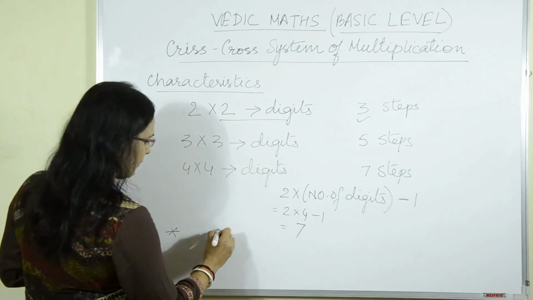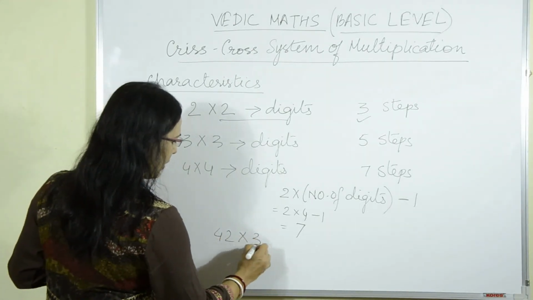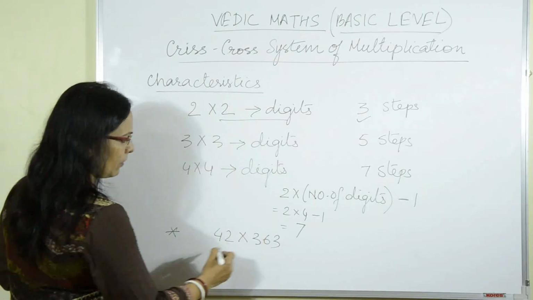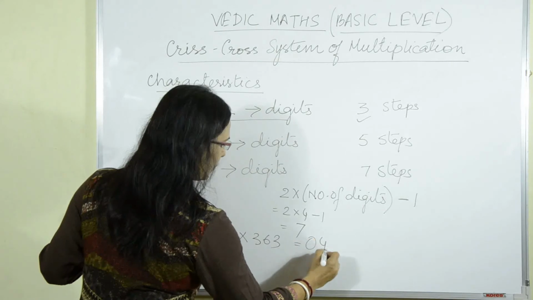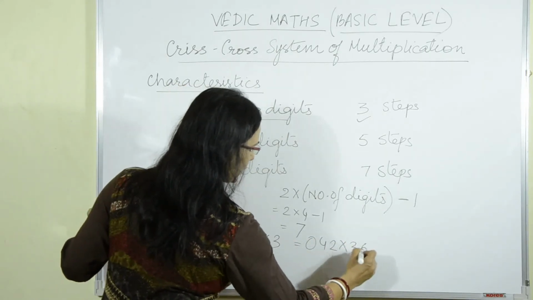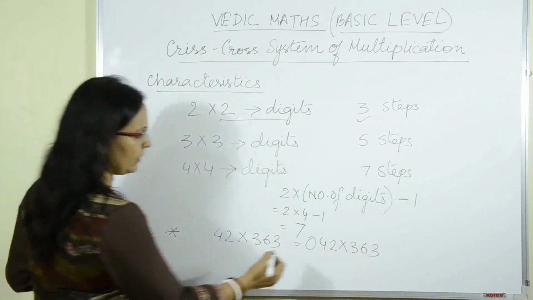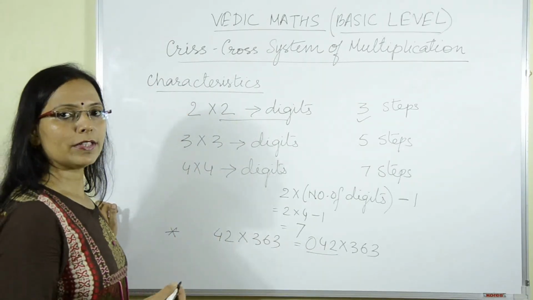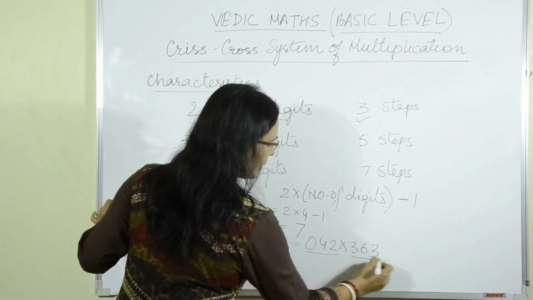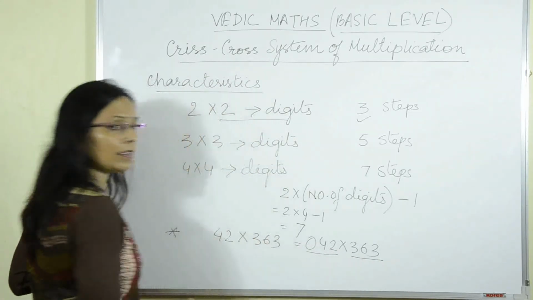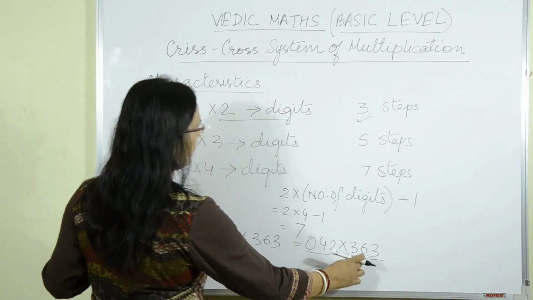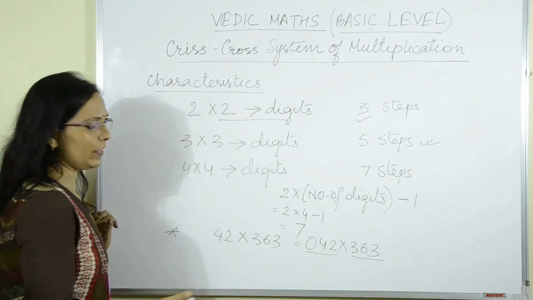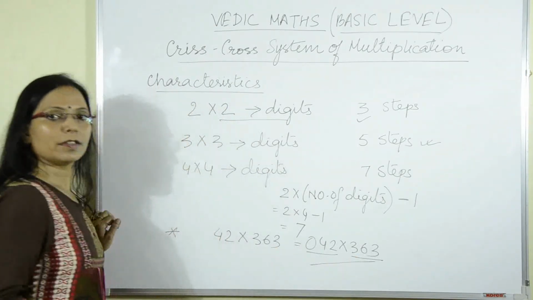Say for example, I have 42 multiplied by 363. Now I have to make it a 3-digit number. What will I write here? 042 multiplied by 363. So I am putting 0 here to make it a 3-digit number. I can use 0 on the left hand side just to make them equal. And now since these are 3-digit numbers, I know 5 steps will be involved in solving this question.